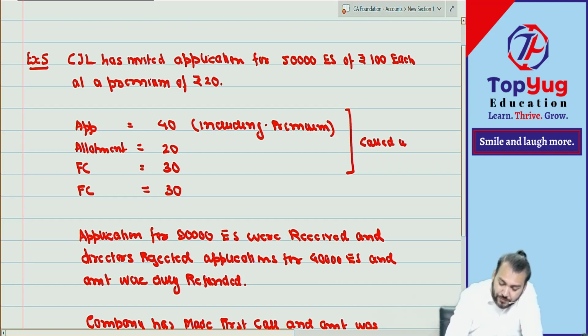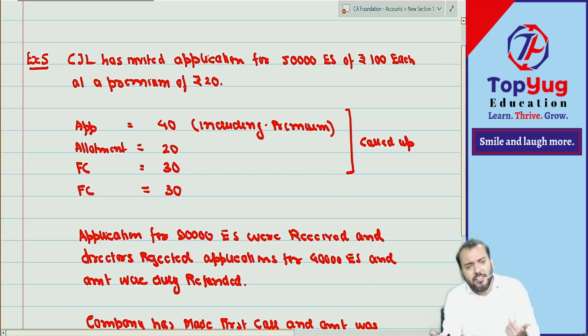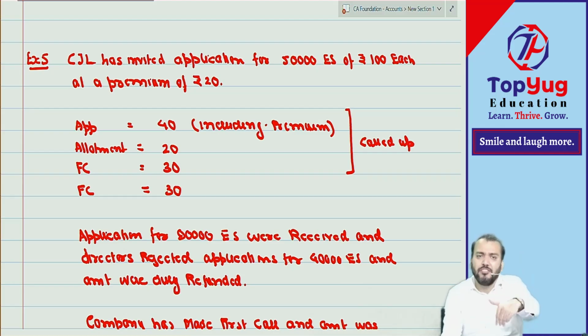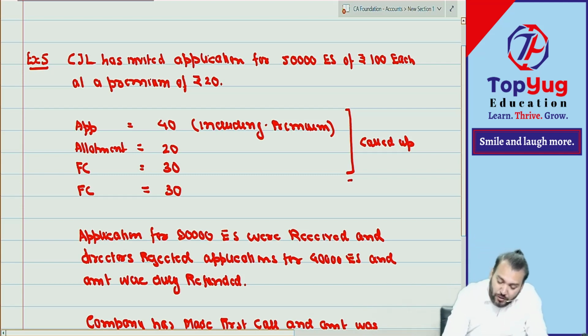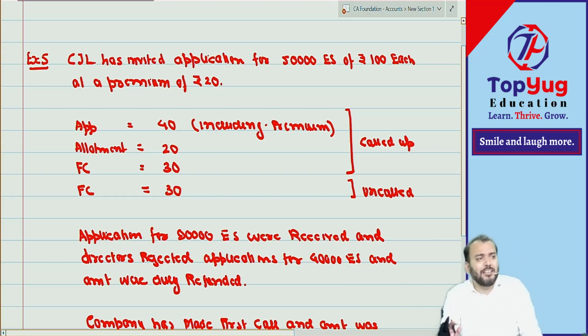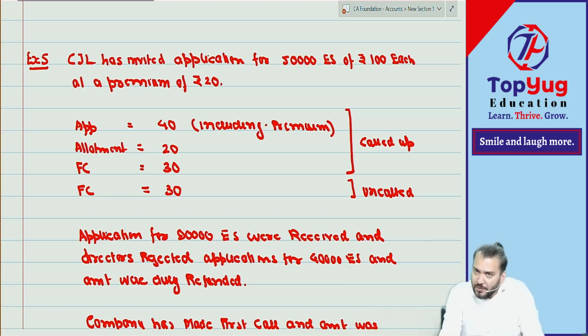Application and allotment are impliedly called. Application money is called with the application, and allotment money is also called once the shares are allotted. First call is also called, but the final call is not yet called. So it is known as uncalled. Whatever is not called, the question of recording will not arise. We record only application, allotment and first call, and will not record the final call, because it is not yet called.